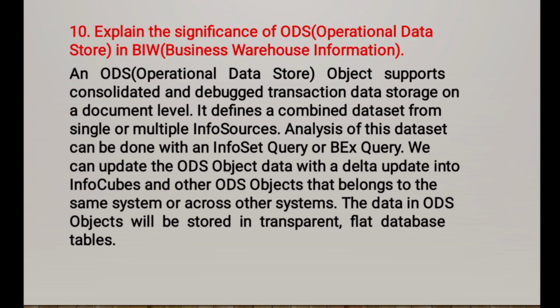Explain the significance of ODS, that is Operational Data Store, in BW, Business Information Warehouse. An ODS object supports consolidated and debugged transaction data storage at a document level. It defines combined data from single or multiple information sources. Analysis of this dataset can be done with an InfoSet query or BEX query. We can update the ODS object data with delta update into other InfoCubes and other ODS objects that belong to the same system or across other systems. The data in ODS objects will be stored in transparent flat database tables.